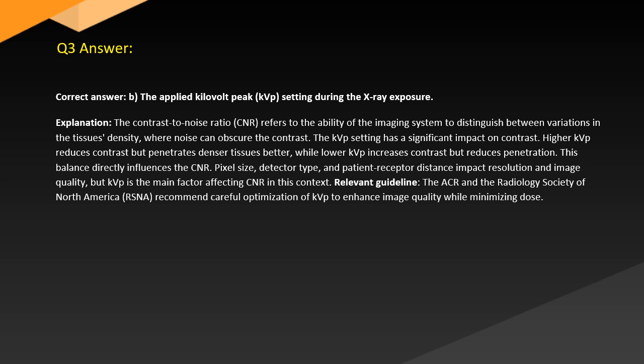Answer. Correct answer, B. The applied kilovolt peak, kVp, setting during the X-ray exposure. Explanation. The contrast to noise ratio, CNR, refers to the ability of the imaging system to distinguish between variations in the tissue's density where noise can obscure the contrast. The kVp setting has a significant impact on contrast. Higher kVp reduces contrast but penetrates denser tissues better, while lower kVp reduces penetration. This balance directly influences the CNR.